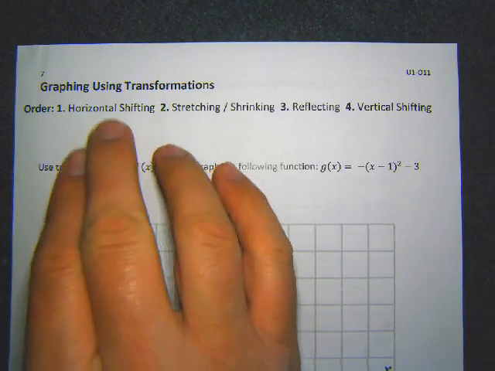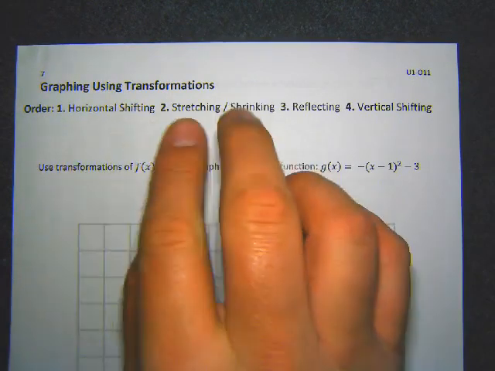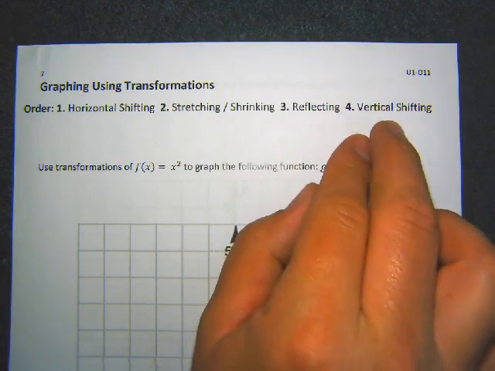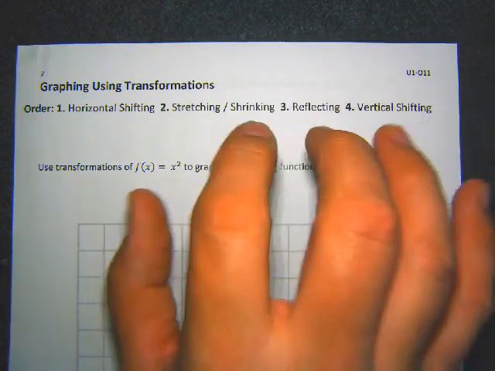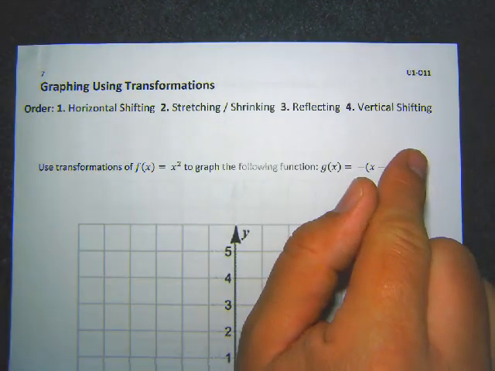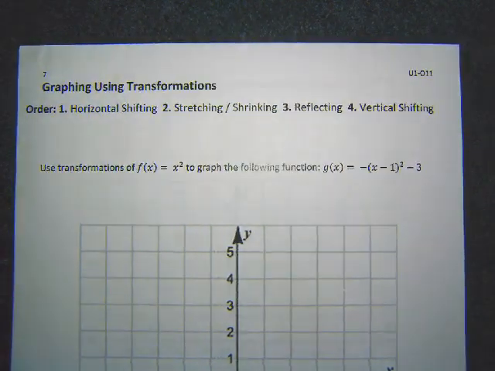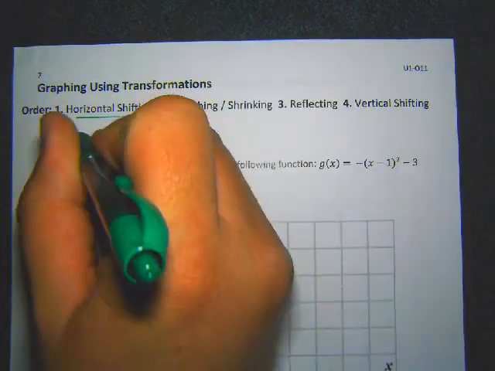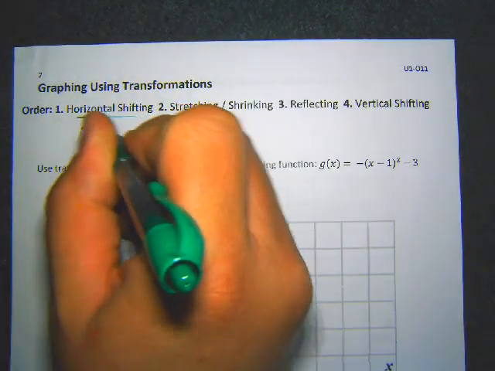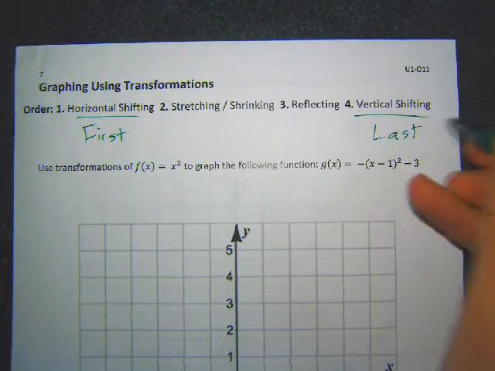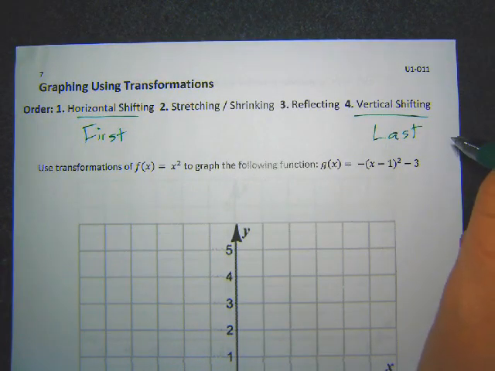Now, thankfully, it's not super hard to remember, partially because you don't have to remember the whole thing. Technically, the order is you do horizontal shifts first, stretching, shrinking comes next, reflecting is third, and then last is your vertical shift. But I'll tell you, I've never memorized this whole thing, because you don't need all of it. Actually, all you need to remember is that the horizontal shifts happen first, and the vertical shifts happen last. As long as you get those two aspects of this, the rest works out.